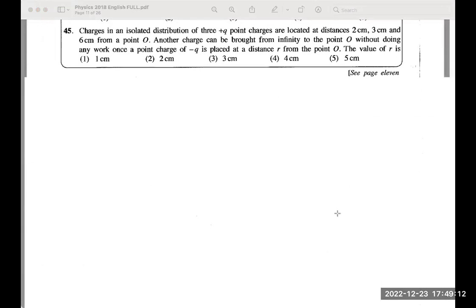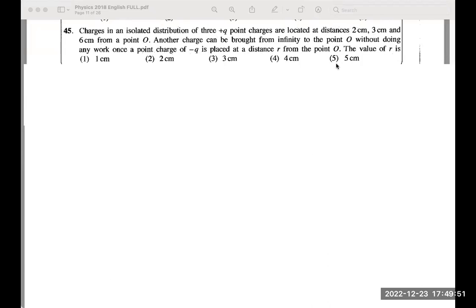45th one is from electric field, isn't it? Electric field. Charges in an isolated distribution of 3 plus q point charges are located at distances 2 centimeters, 3 centimeters, and 6 centimeters from point O. Another charge can be brought from infinity to point O without doing any work. Once a point charge of minus q is placed at a distance r from point O, the value of r is. Let's read it again. Charges in an isolated distribution of 3 plus q point charges are located at distances 2 centimeters, 3 centimeters, and 6 centimeters from point O.